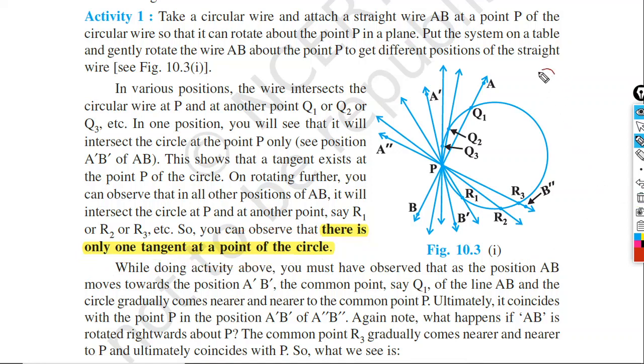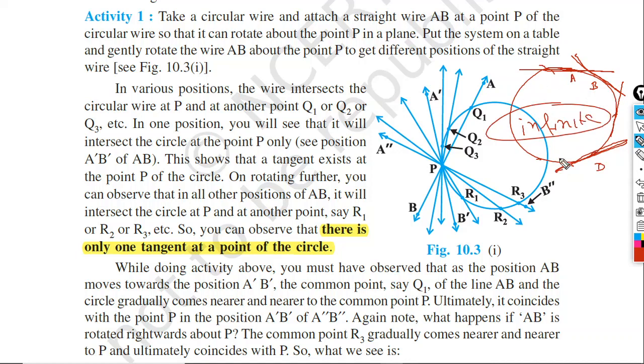So here a question arises: suppose there is a circle, how many tangents can be drawn to this circle? At one point, only one tangent is possible. Suppose we take point B, then another tangent is possible. At point C another tangent, at point D another tangent, like this. But at a given point, say D, only one tangent is possible. There are how many points? There are an infinite number of points.